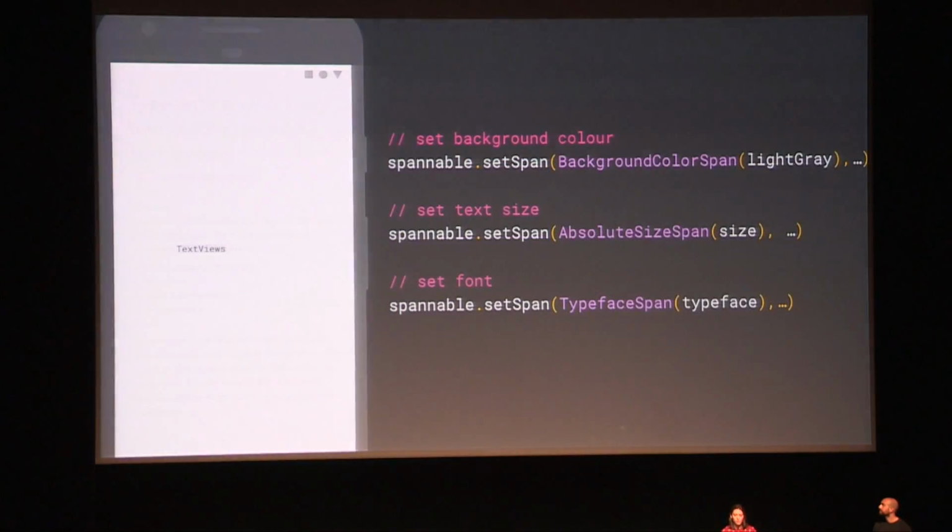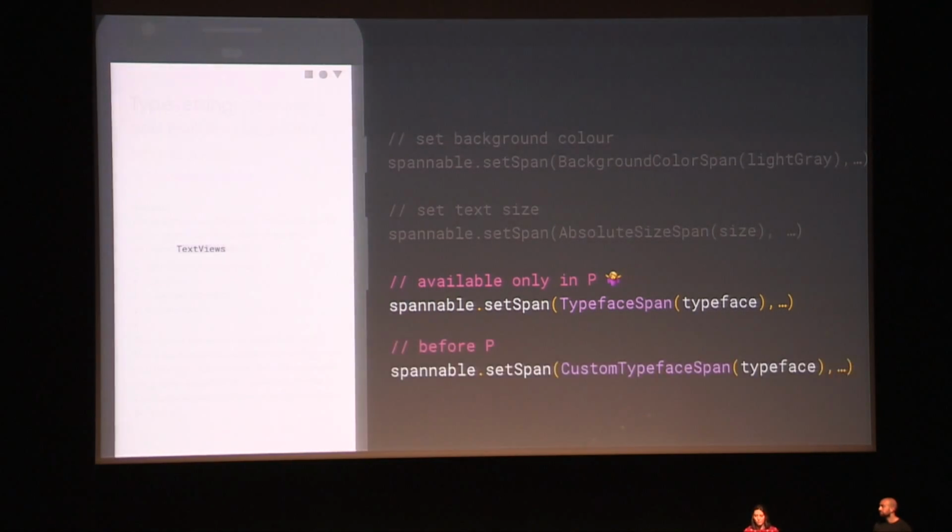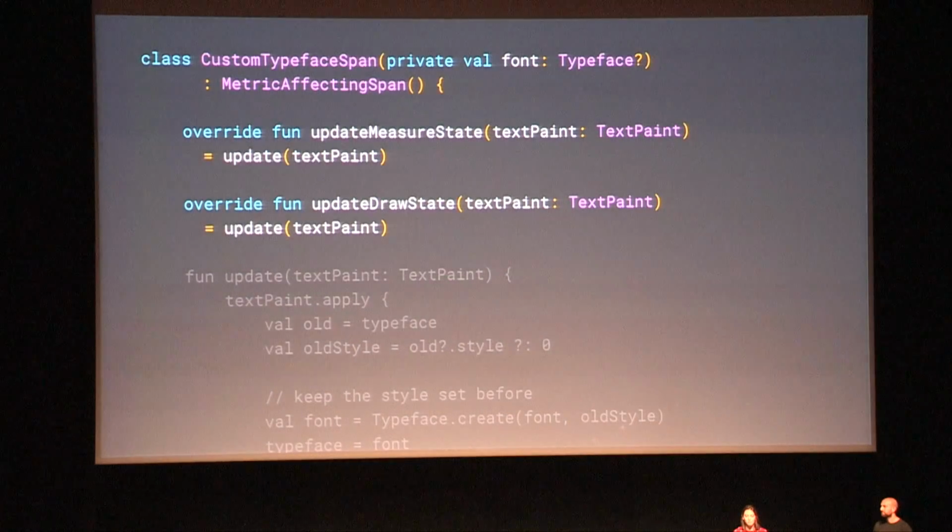Okay, so we've set the background color, we set the size, and we use the typeface span with a typeface to set the font. But the thing is that this parameter in the constructor is only available from P. Before P, you couldn't set a typeface span based on a typeface. So what do we do in order to fix this? We will need to create a custom typeface span that in the end just does the same thing as P is doing.